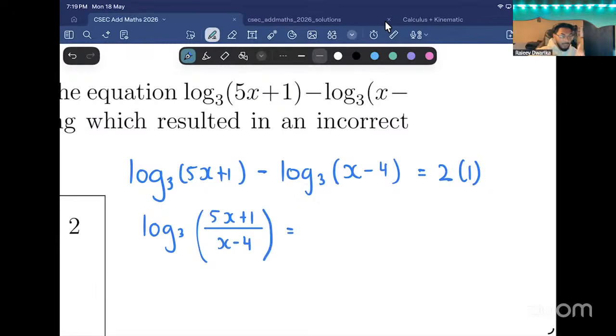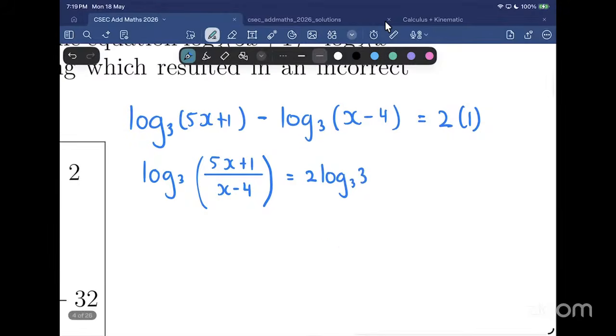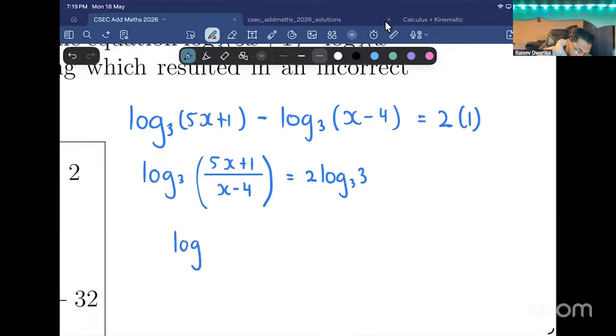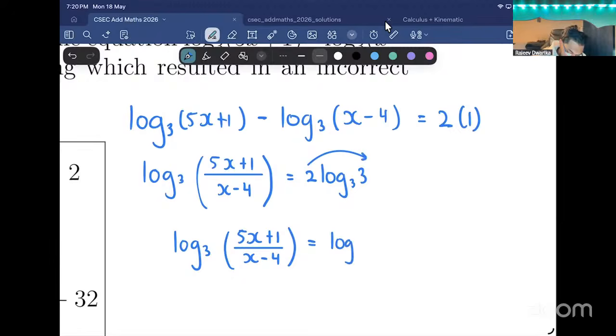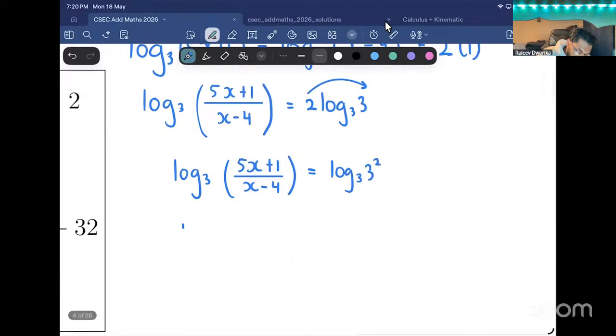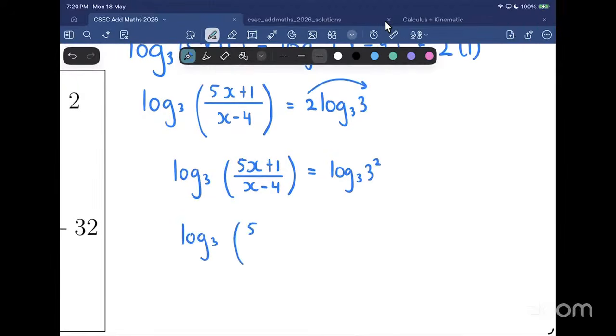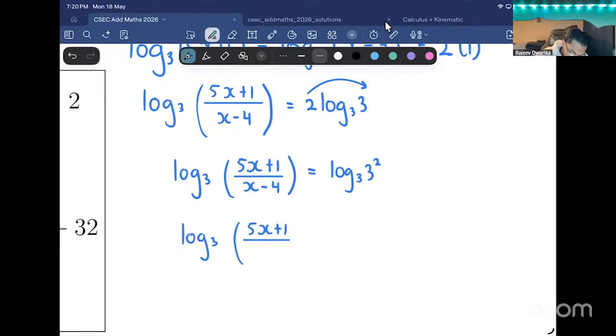On the other side though, here's what we're going to do. 1 is the same thing as log base 3 of what? 3. Right. And then I will use which rule next? Which rule would I use next on the right hand side? The power rule. So this would be log base 3 of 3 squared. So you're going to end up with log base 3 of 5x plus 1, all over x minus 4, and that's going to be equal to log base 3 of, and what's 3 squared? 9.